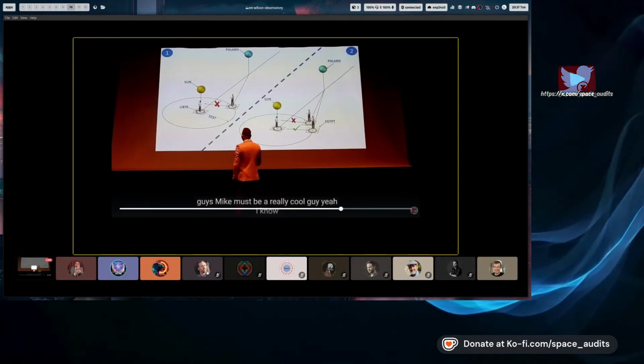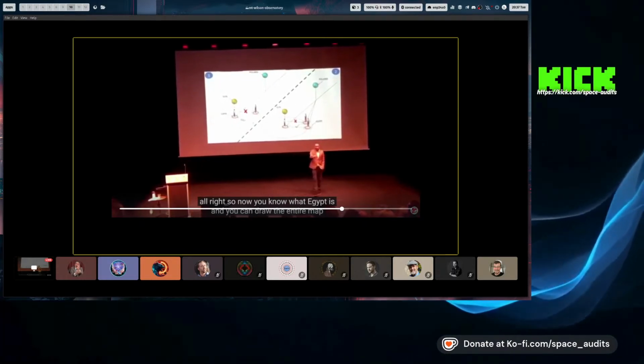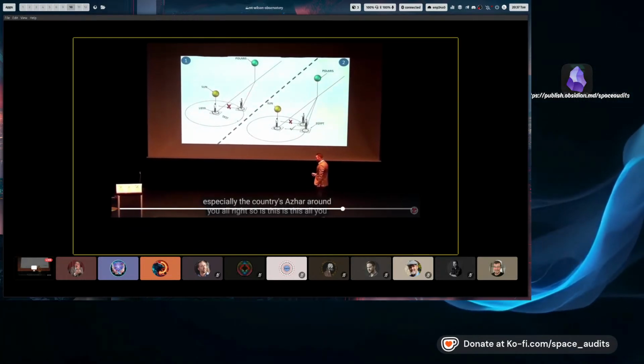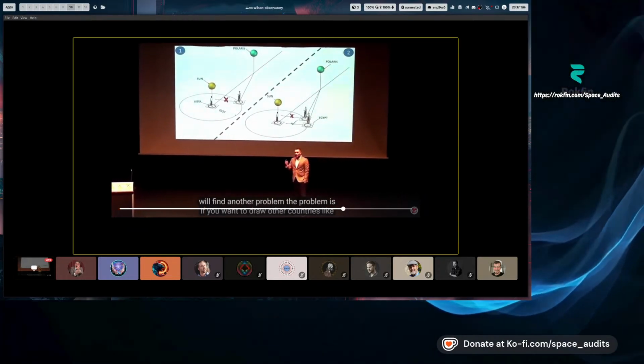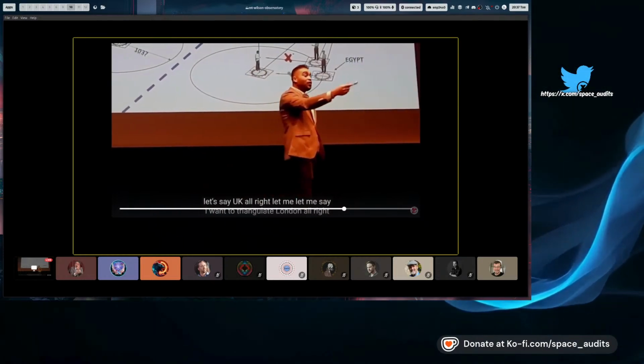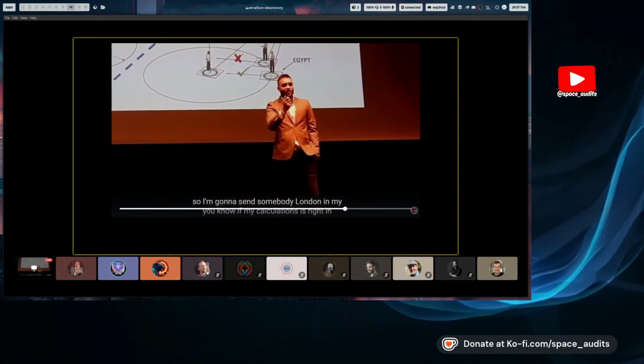Yeah, I know. All right, so now you know where Egypt is, and you can draw the entire map, especially the countries that are around you. All right? So is this all? You will find another problem. The problem is, if you want to draw other countries like, let's say the UK, let me say I want to triangulate London, all right? So I'm going to send somebody.